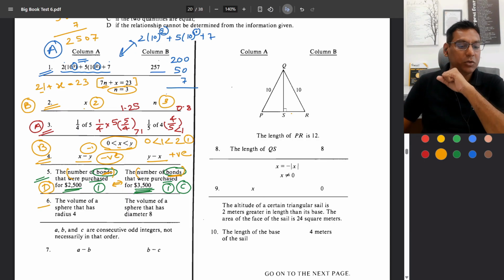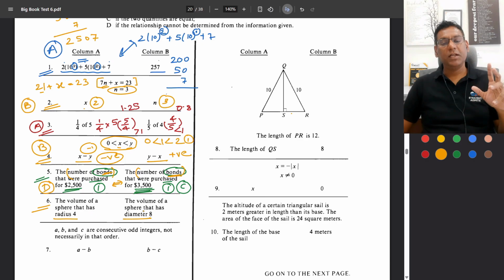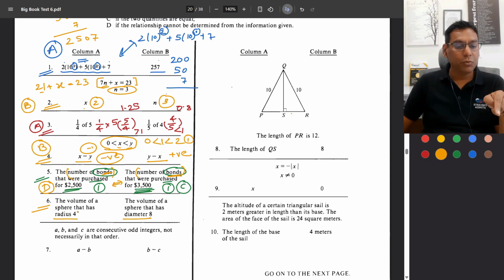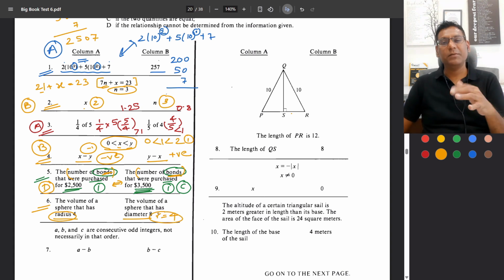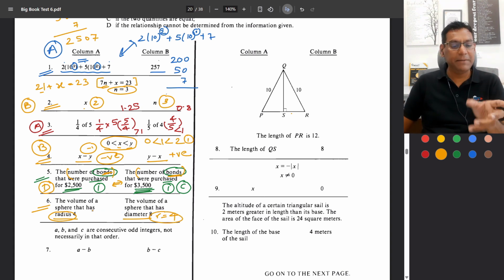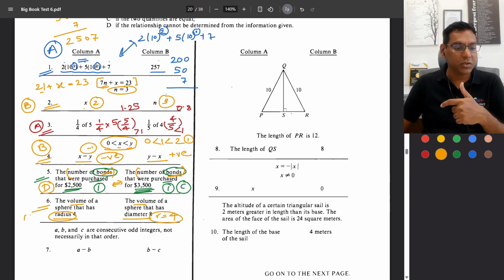Okay. Question 6, the volume of a sphere that has radius 4, compared to the volume of a sphere that has diameter 8. Now these are two spheres, one with radius 4 and one with diameter 8. So let's get everything in radius, because all the formulas are in radius. Diameter 8 basically would mean radius is 4, which is the same thing here also, right? That means we're talking about two different spheres of the same size. The volumes are going to be the same. Answer choice equal, right? So answer choice C.